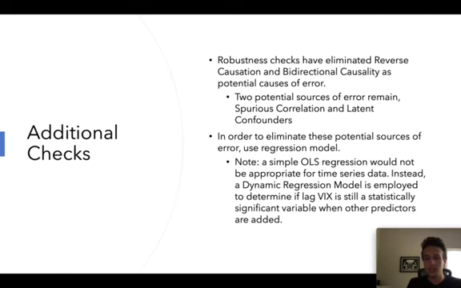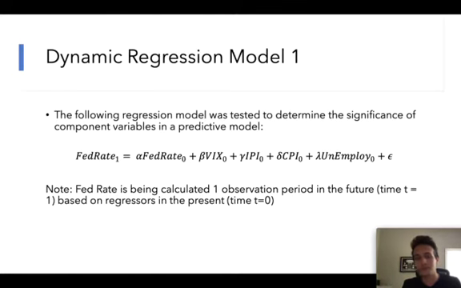In order to eliminate these potential sources of error, we use a regression model, but not a simple OLS regression will do. Instead, in order for it to be appropriate for time series data, a dynamic regression model must be employed to determine if lag VIX is a statistically significant variable when other predictors are added. Keep in mind, time series panel data is going to have additional variables that need to be taken into account that a simple OLS can't do. So that's why we're going to be using this dynamic regression model.